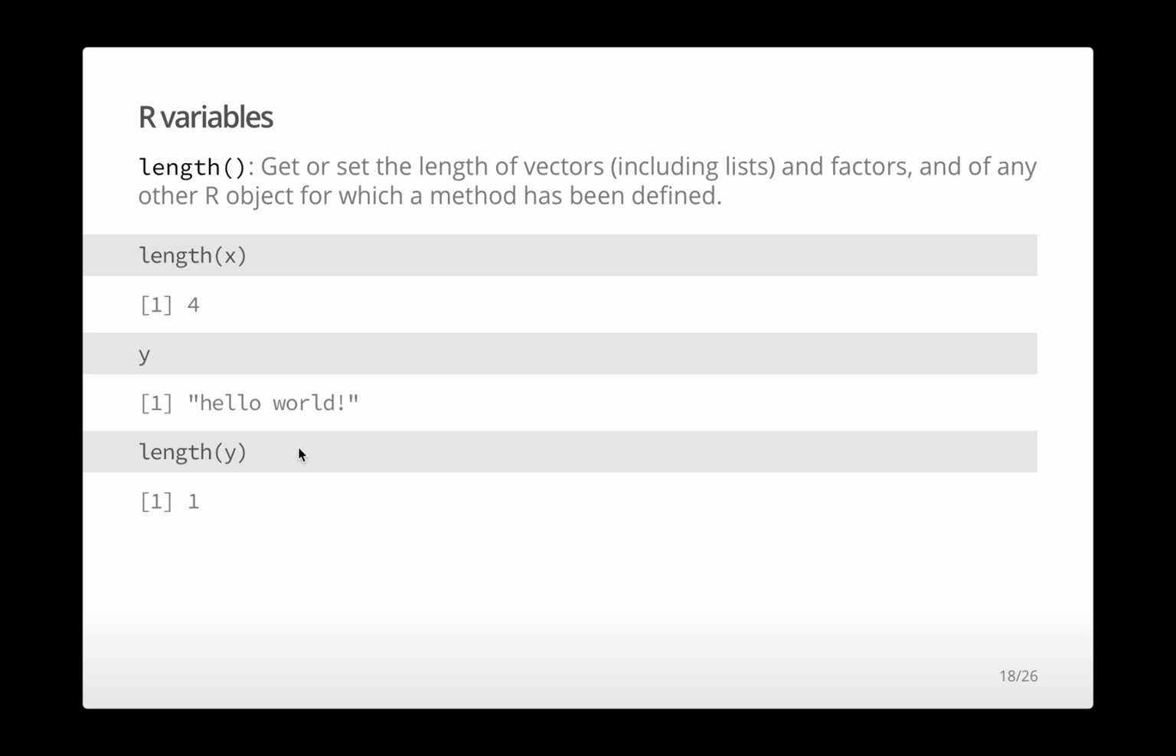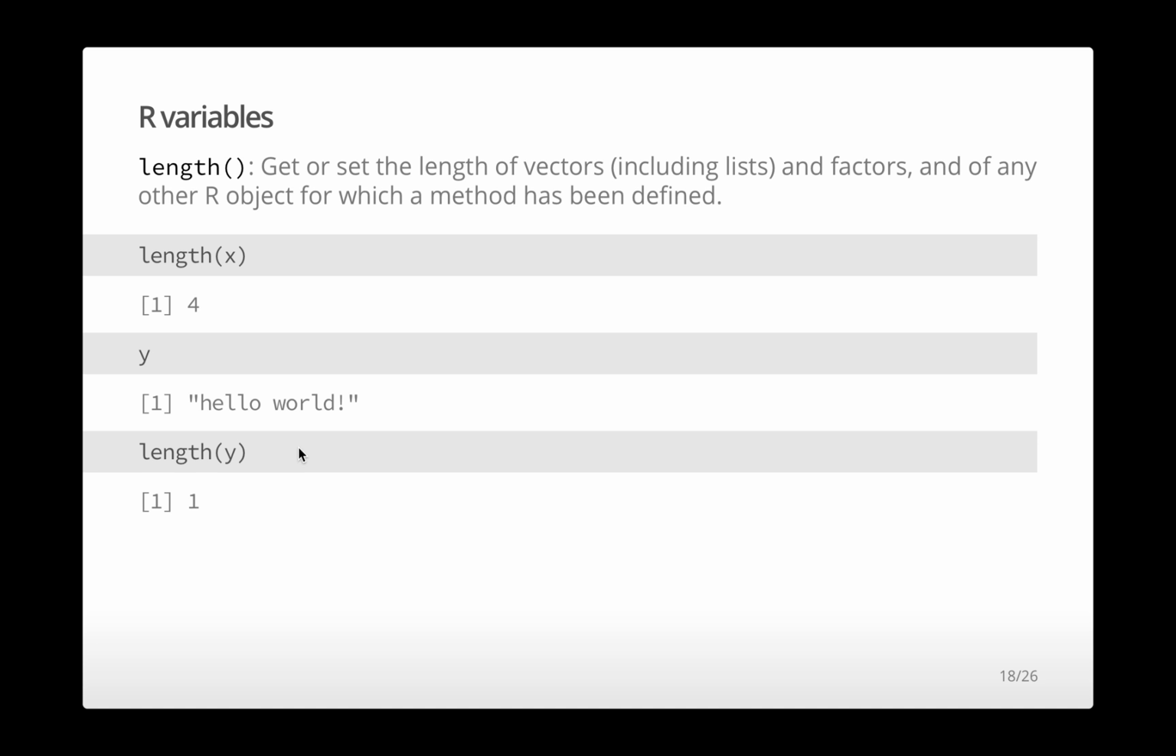So, we showed you class, we showed you C, now there's length, right? So length is specifically more or less for vectors. So you say length of X, it's 4. So it's the 1, 4, 6, 8 that we just assigned it to. So you want to say how long a vector is. So it gets the length. And for example, if we say Y, we can print it out again. If we say length of Y, it just says 1. There's only one string in there.